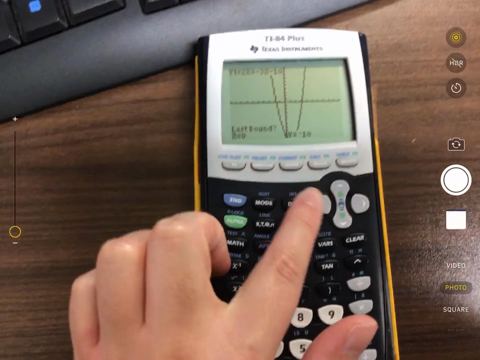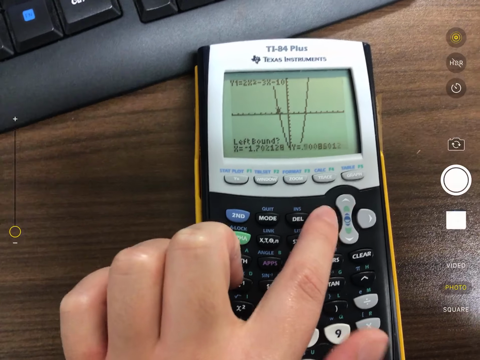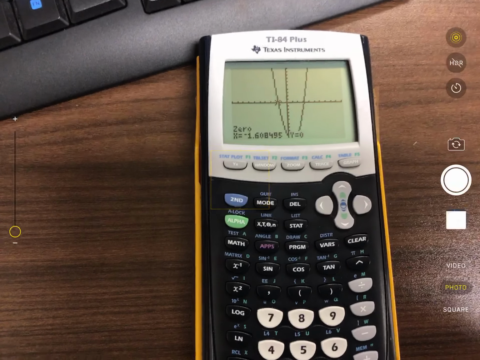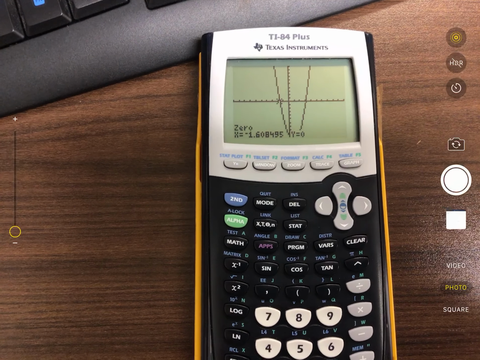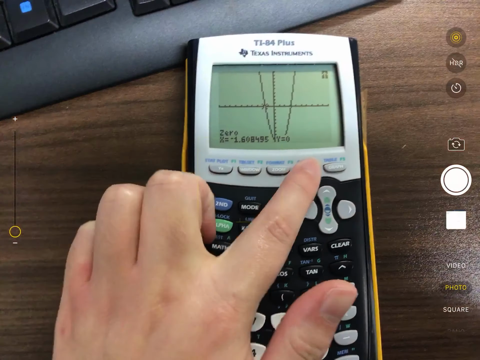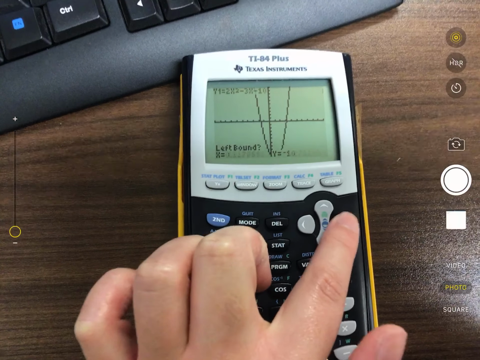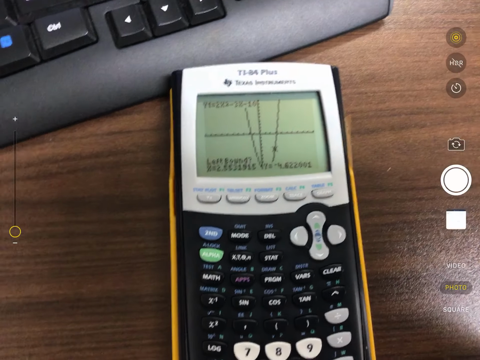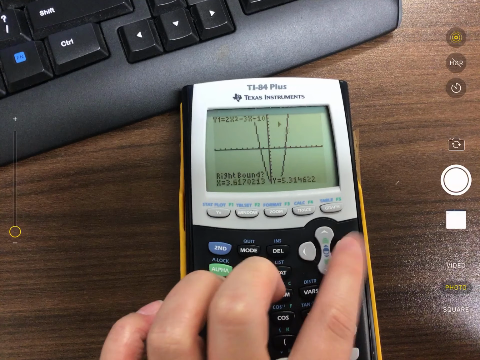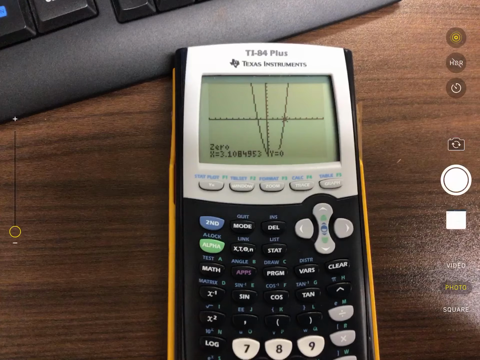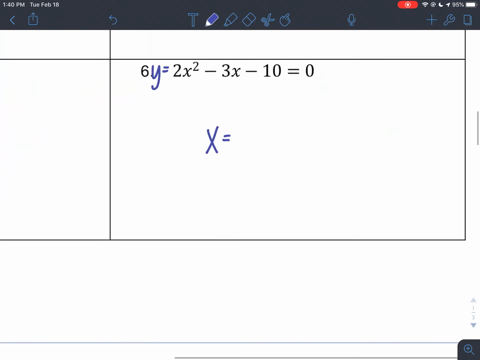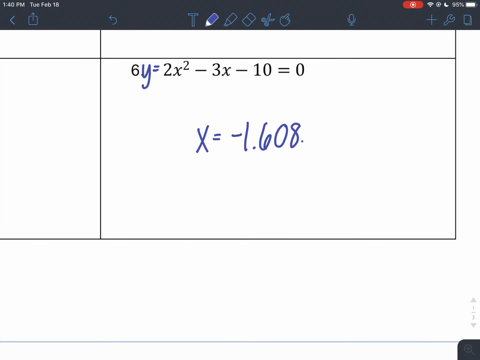I'm going to hit second trace 2, get that blinky spider over, hit the left button 3 times, enter, right button 6, enter, and enter one more time. Let's round this one to -1.608, so to 3 decimal places. I'll do it again, second trace 2, get that blinky spider over to the right side, hit the left button 3 times, enter, right button 6, enter, enter. This one rounds to 3.108. So my two solutions are x is equal to -1.608 and 3.108.